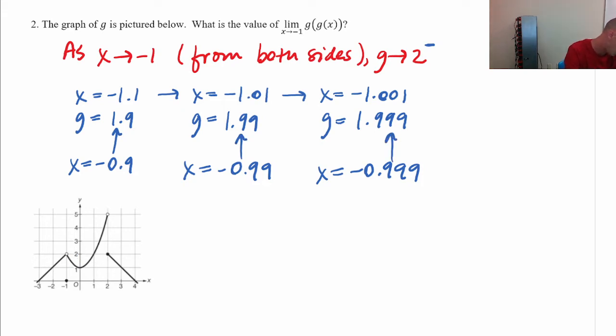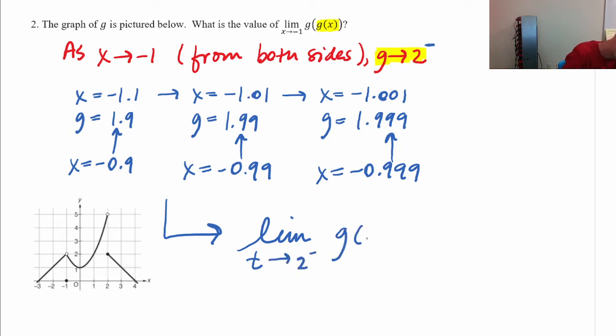And what I'm saying is that means that I need to be considering the limit as the input of g of x, right? We're thinking about g of x, but we said g approached 2 from the negative side. So this right here, I'm thinking about this approaching 2. So this is the same as the limit as t approaches 2 from below of g of t. And that's going to be equal to 5.